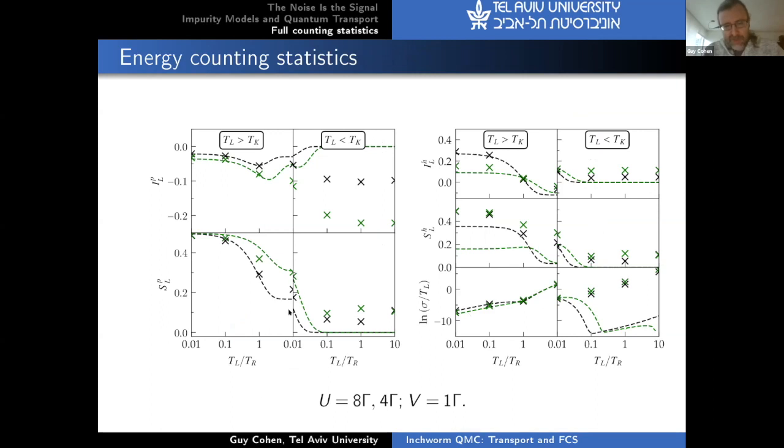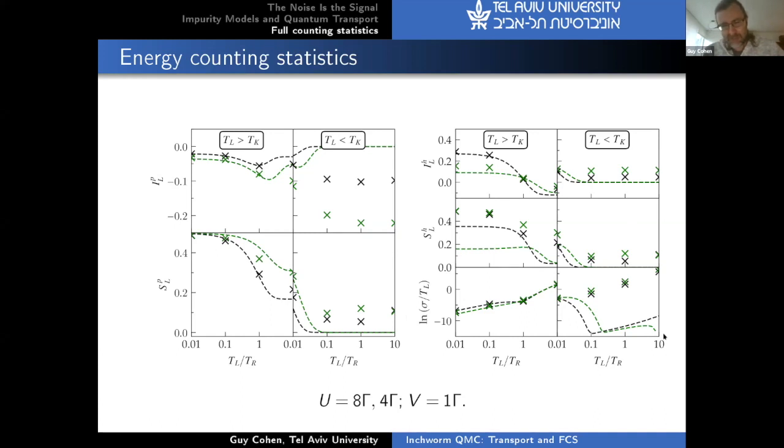And in all of these plots, dashed lines are master equations, and the X's are exact results. We keep the left lead temperature at a high temperature on the left side, and at a low temperature below Kondo on the right side. As we go to the right, the left lead is in Kondo, and the ratio between the left and right lead temperatures is changed. Essentially, as we go to the right here, we're cooling the right lead, but keeping the left lead at the same temperature.